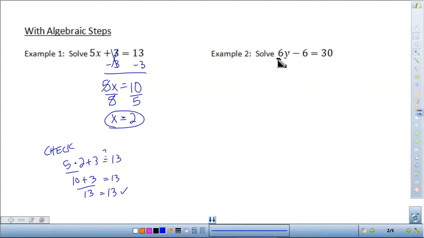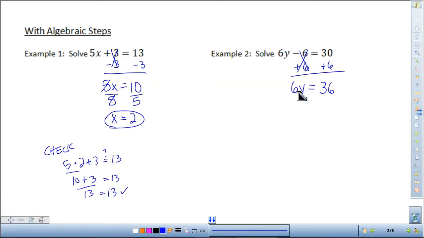Example 2, solve 6y minus 6 equals 30. So again, the first thing we're going to do is get rid of what's being added or subtracted to our variable term. In this case, it's minus 6. So to get rid of a minus 6, we're going to do the opposite. We're going to add 6 to both sides. When we do that, minus 6 and plus 6 will cancel out, become 0, so that goes away. On the left side, we're left with 6y. On the right side, we have 30 plus 6, which is 36.